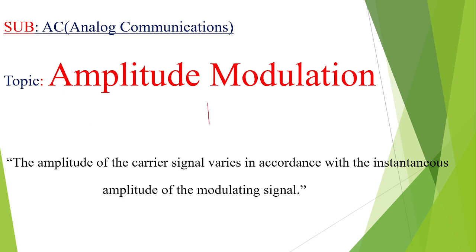For example, this is a message signal, the message signal M of t. And this is the carrier signal, the carrier signal C of t. So the carrier signal amplitude is varied according to the message signal amplitude.